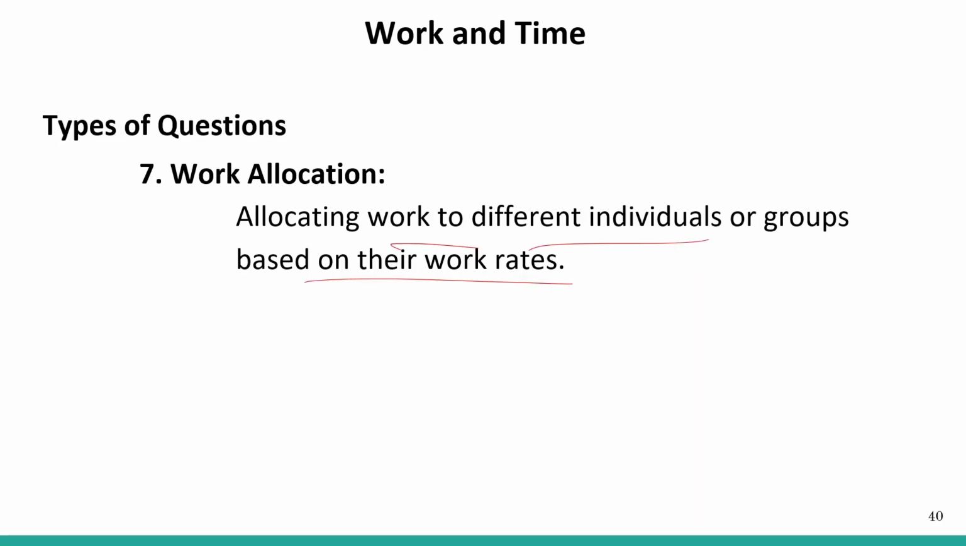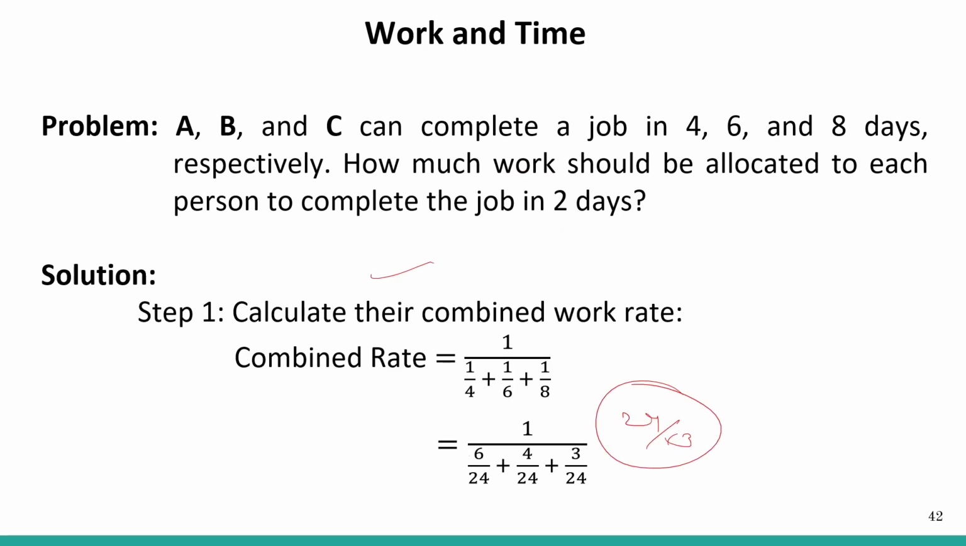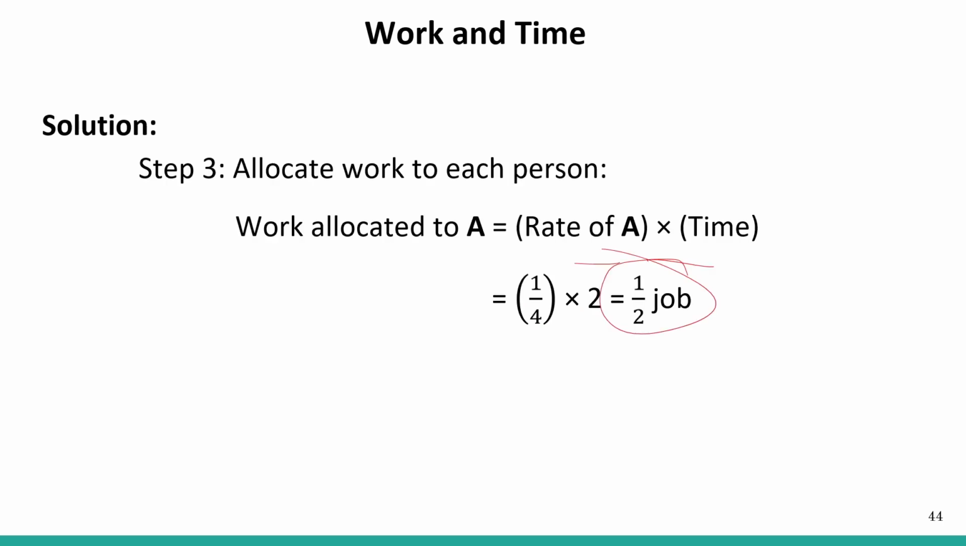So work allocation: allocating work to different individuals or groups based on their work rates. Okay, let's see an example. If A, B, C can complete a job in 8, 6 and 4 days respectively, how much work should be allocated to each person to complete the job in 2 days? So calculating their combined work rate is what? 24 by 13. So this much amount of jobs per day. So find the total work to be done in 2 days. Total work is equal to combined work into time. So 24 by 13 into 2 is equal to 48 by 13.